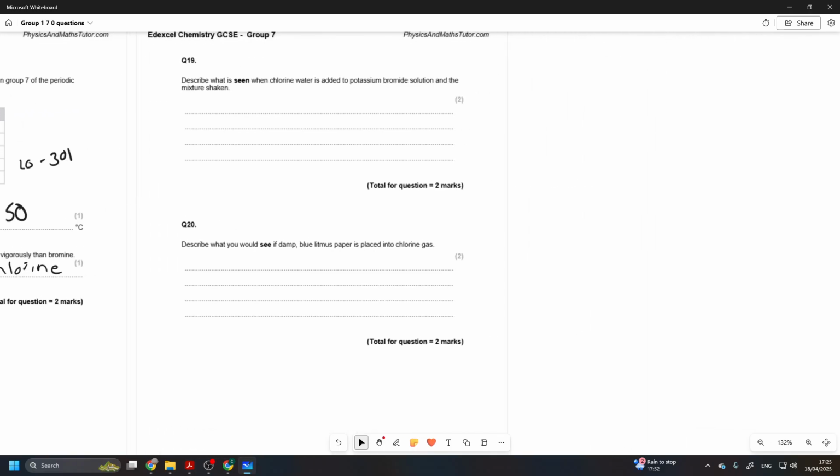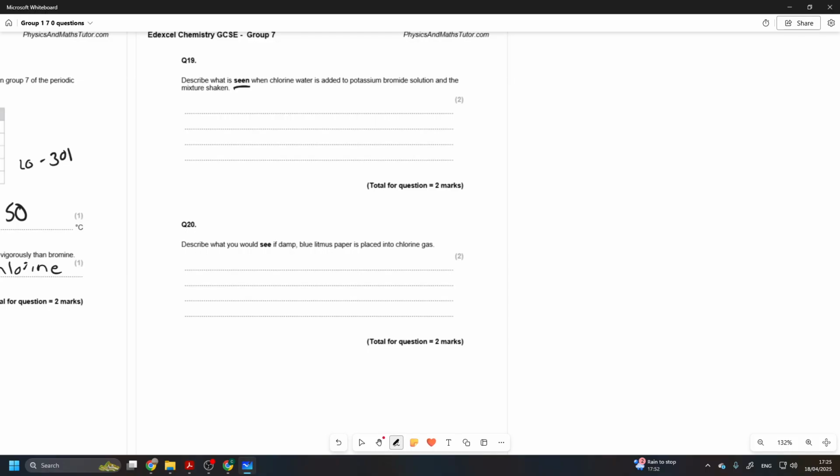Right, question 19. Describe what is seen. What do you see? Do you see the way they emphasize the seen? They don't want to hear about atoms and elements and electrons and reduction and oxidation or anything like that, because you don't see that, okay? What do you see when the potassium bromide solution is reacted with chlorine water?